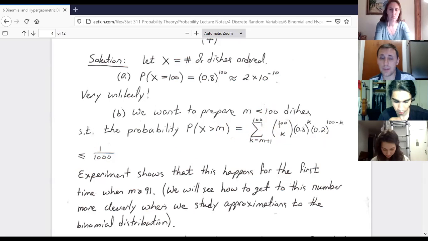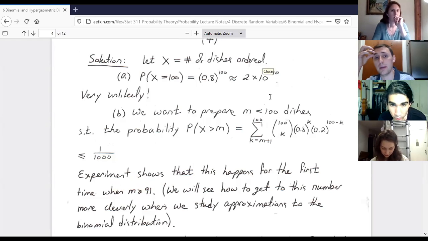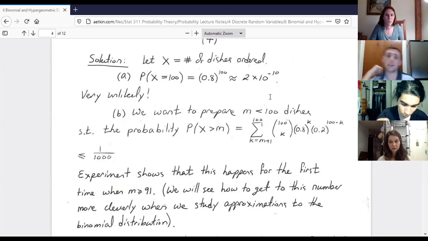Good. It's possible to estimate this number better, but I'll just say experiments show that it happens when m is 91. Okay, so I want to make 91 dishes. You can do it as the sum over Y equal to k, from m plus 1 up. So m is how many I made, and m plus 1 is how many requests I have. If I get m plus 1 or m plus 2 or m plus 3 all the way to 100 requests, then I run out of stock.